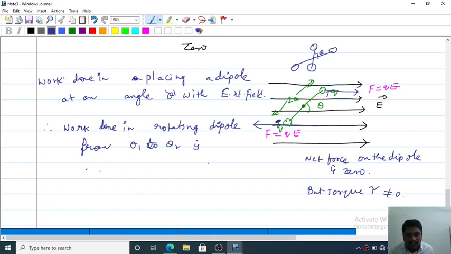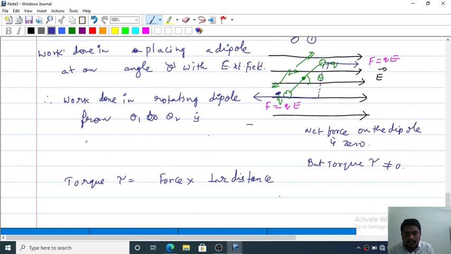Therefore, what is the torque acting on the body? How can you find the torque? What is the formula to find the torque? Torque tau is equal to force into perpendicular distance. What is the force? The magnitude of the force is qE. What is the perpendicular distance?